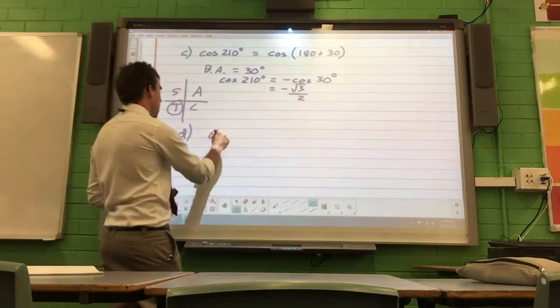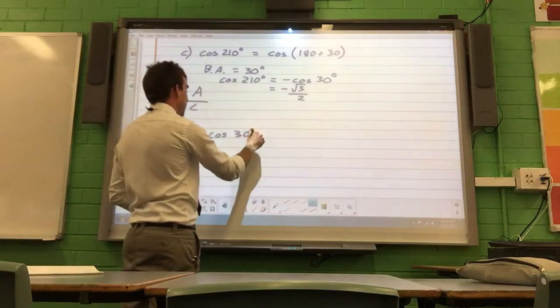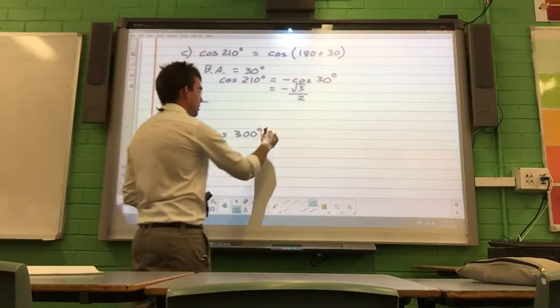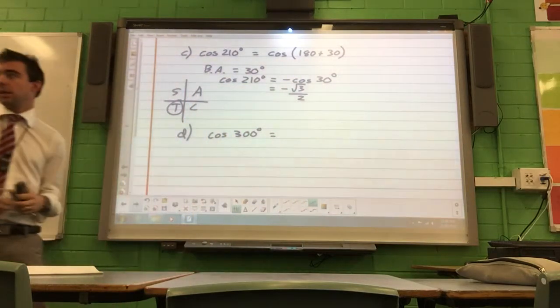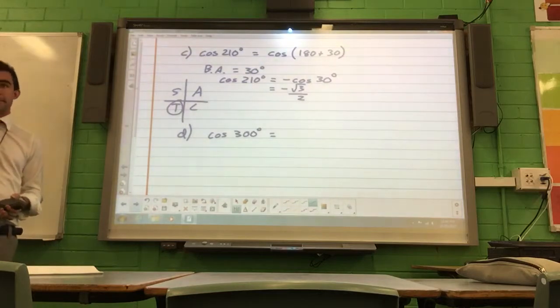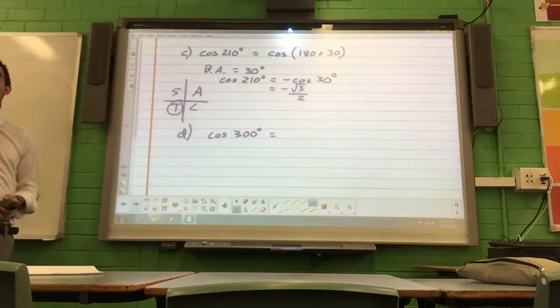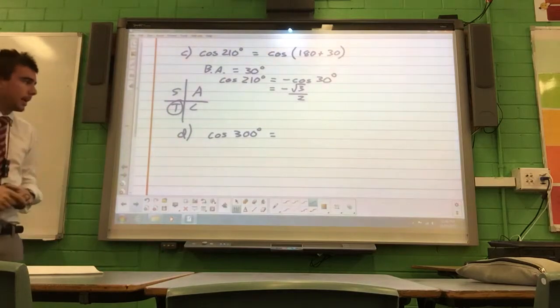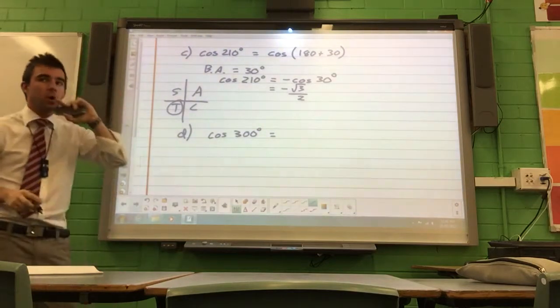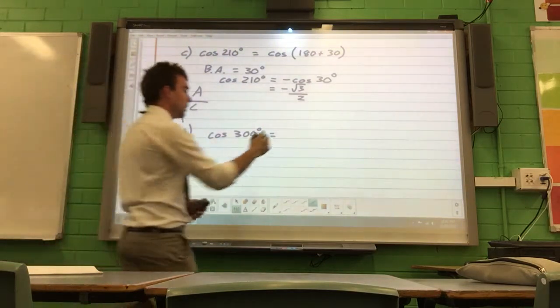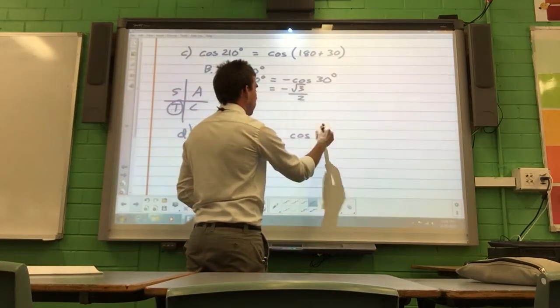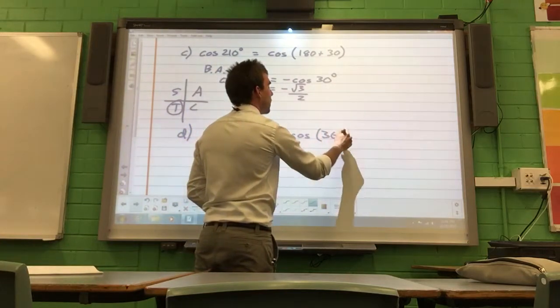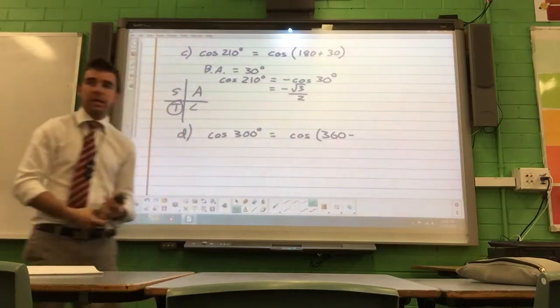Right, cos of 300 degrees. So, you need to first consider what quadrant that's in, and then write an expression relating to that quadrant from yesterday's derivation of the quadrants. Okay, so 300 degrees in what quadrant? 4. Alright, so an expression for an angle in the fourth quadrant is 360, take away that basic angle.